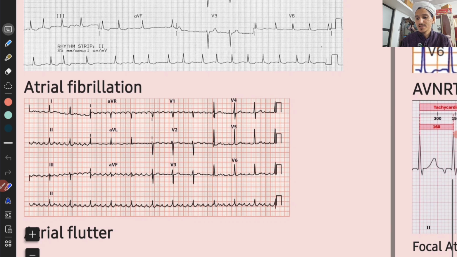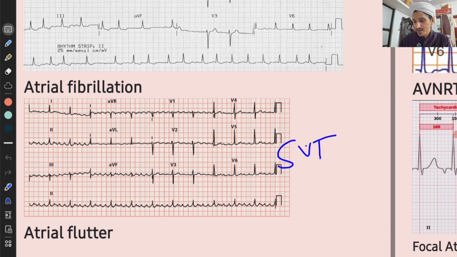See, this is an ECG. See the heart rate. You calculate the rate. How many boxes are there? You can see the R waves, sorry, the QRS complexes. They are narrow and they are regular also. Narrow regular QRS waves, so it is an example for SVT.